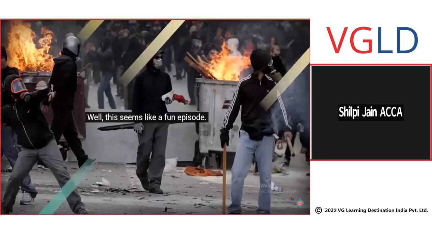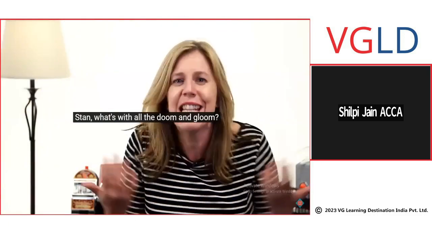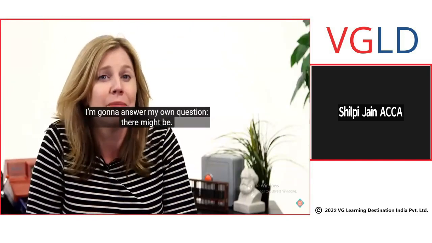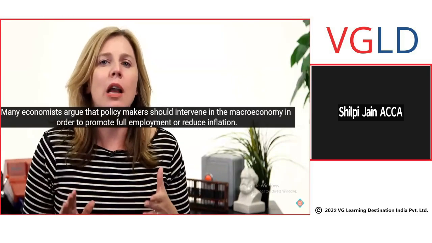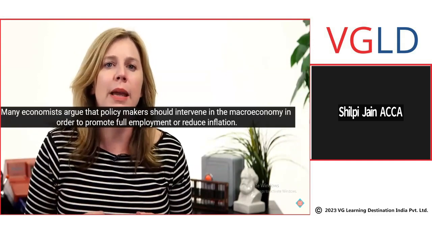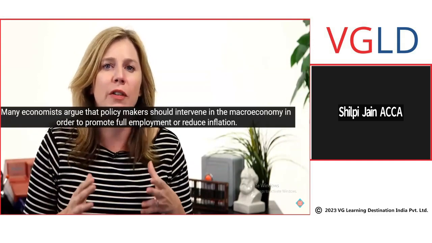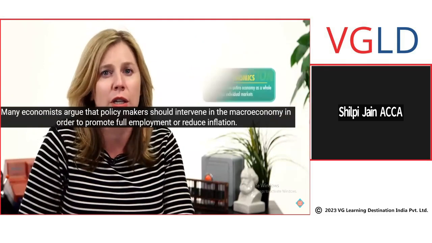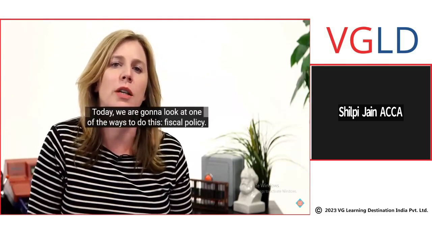Well, this seems like a fun episode. Stan, what's with all the doom and gloom? Isn't there some way to smooth out these fluctuations? I'm going to answer my own question. There might be. Many economists argue that policymakers should intervene in the macroeconomy in order to promote full employment or reduce inflation. Today, we're going to look at one of the ways to do this: fiscal policy.